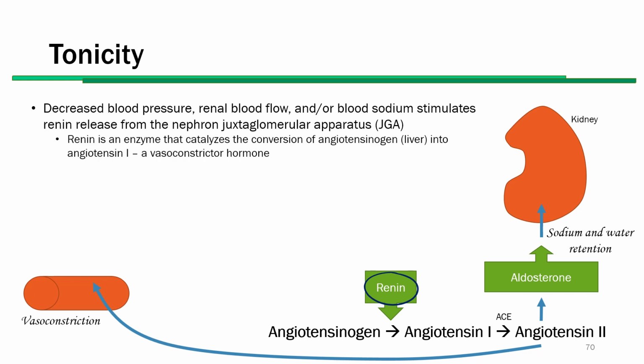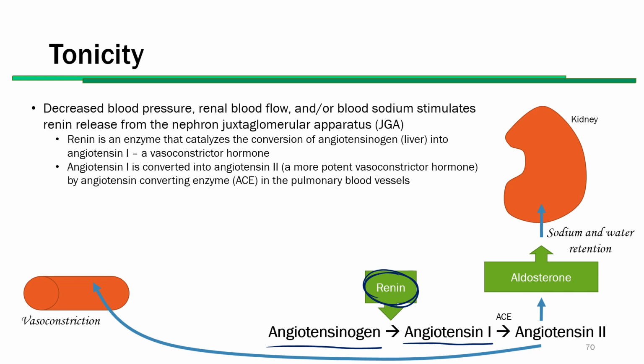Renin is an enzyme that catalyzes the conversion of angiotensinogen, which is made in the liver, into angiotensin 1. So if blood pressure goes down, if blood volume goes down, renin will be activated to convert that angiotensinogen into angiotensin 1. Angiotensin 1 is converted into angiotensin 2, a more potent vasoconstrictor, and that's converted by angiotensin converting enzyme primarily in the pulmonary blood vessels.